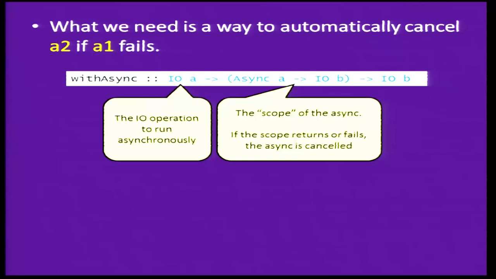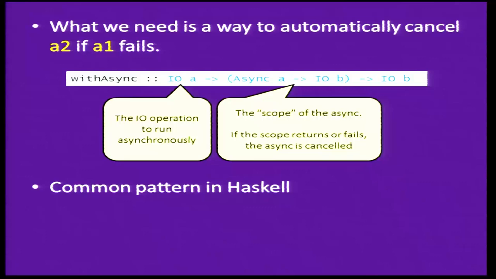So the first argument is the async operation, and the second argument is a function that we're going to apply to the async that's been created, and it indicates the scope that we want the asynchronous operation to live for. So this sort of "with something" is quite a common pattern in Haskell. We see this for lots of things that create a resource and then need to ensure that the resource is cancelled again, or the resource is freed again, or somehow released. So we see this cropping up quite a lot in Haskell.